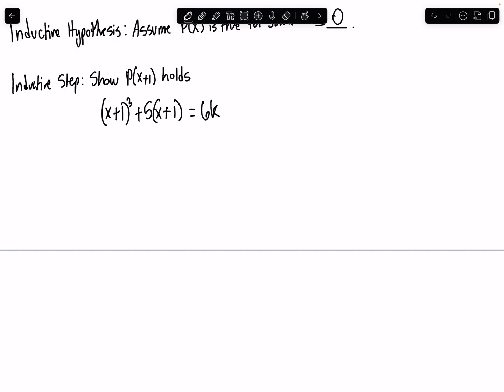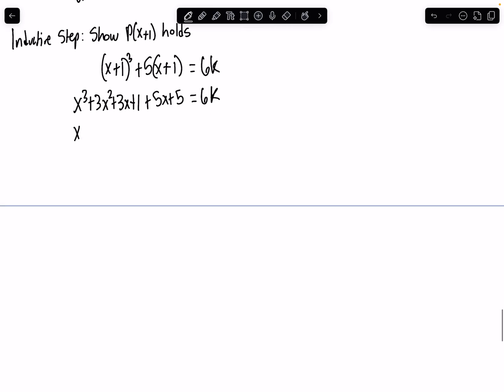Okay, first step, let's look at it. Let's expand. x cubed plus 3x squared plus 3x plus 1 plus 5x plus 5 equals 6k. Now let's combine like terms.